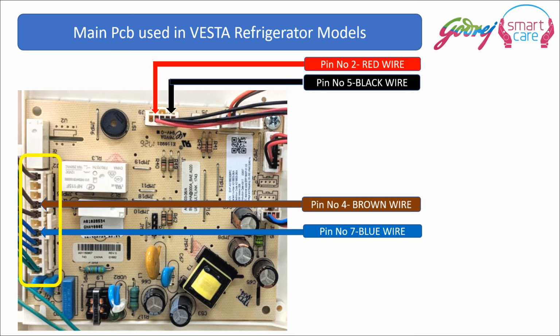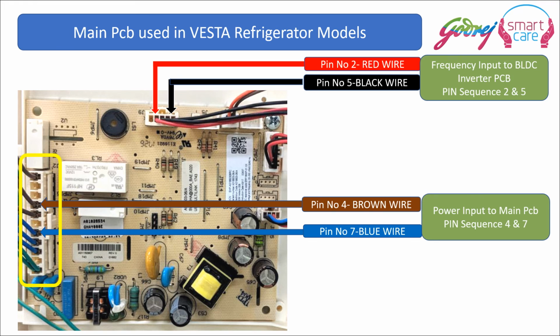Here at the top, pin number 2 red, pin number 5 black wire, and here at the left, pin number 4 and pin number 7 brown and blue wire. They are the power input to the main PCB, pin number 4 and 7, and at the top, frequency input to the BLDC inverter PCB, pin number 2 and 5.